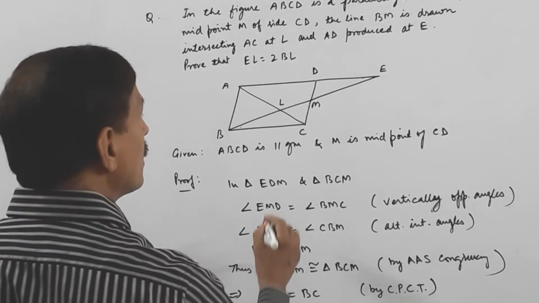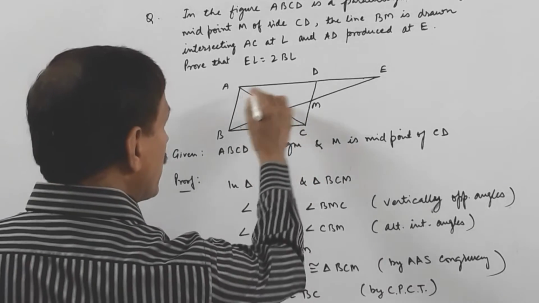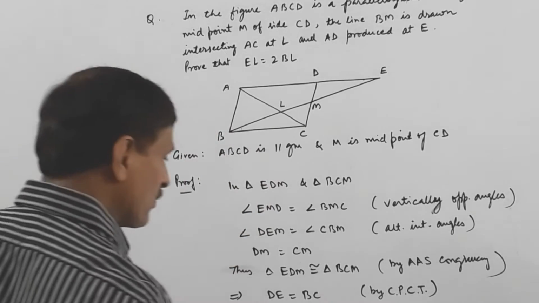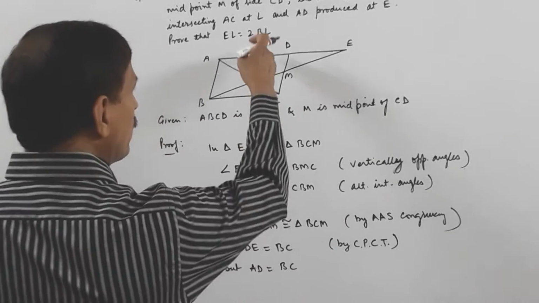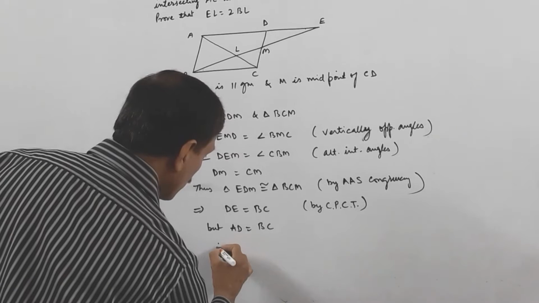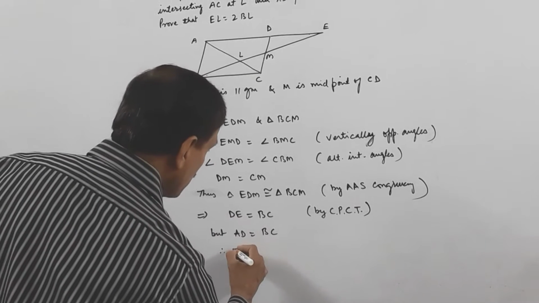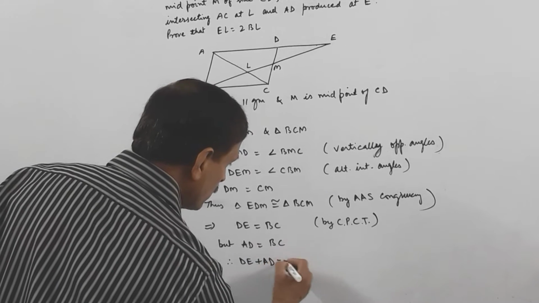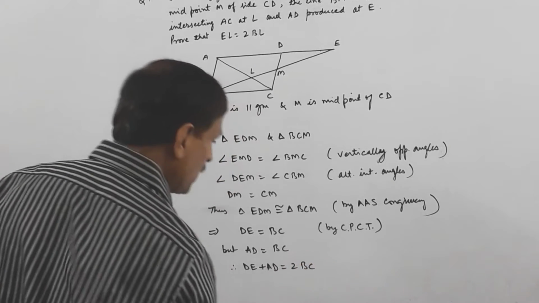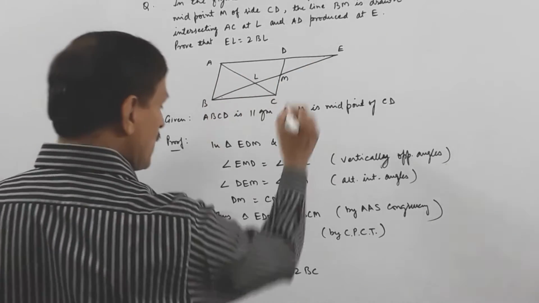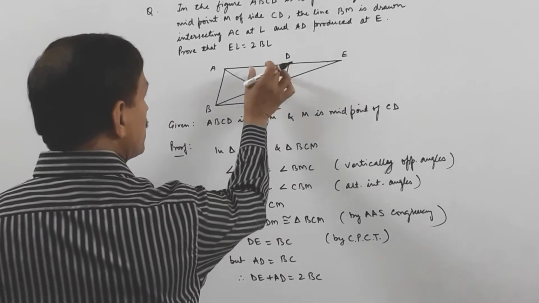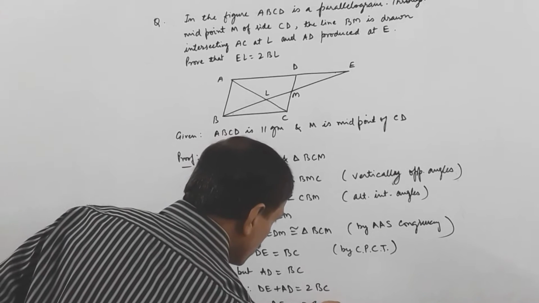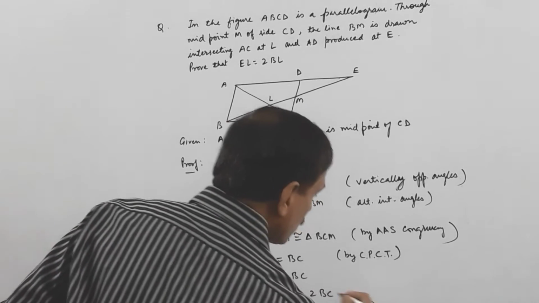But BC is equal to AD, AD is equal to BC, opposite sides of parallelogram are equal. Therefore, DE plus AD is equal to twice of BC, or AE is, because DE plus AD is equal to AE, thus AE is equal to twice of BC. This is 1.